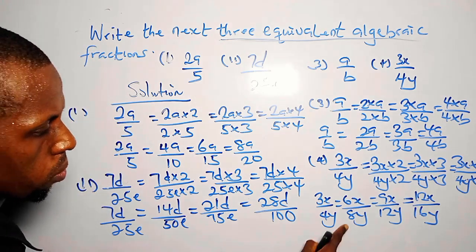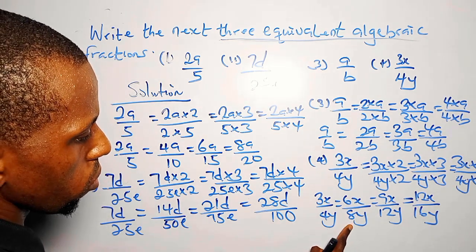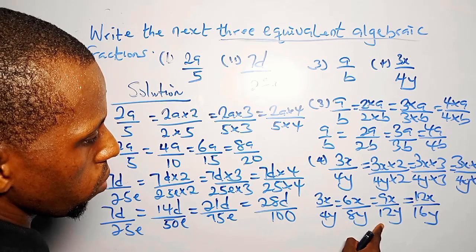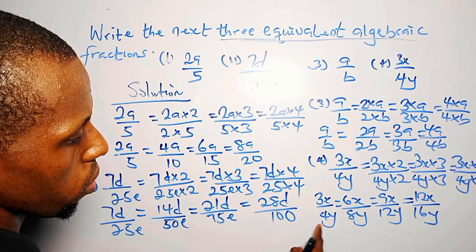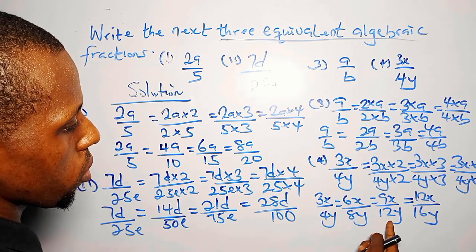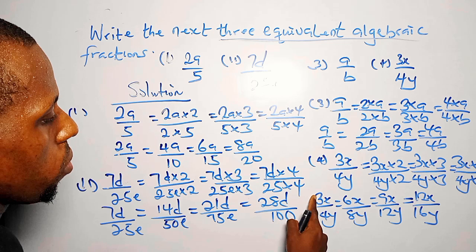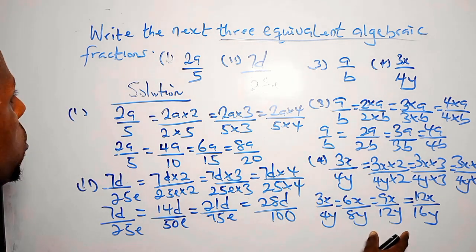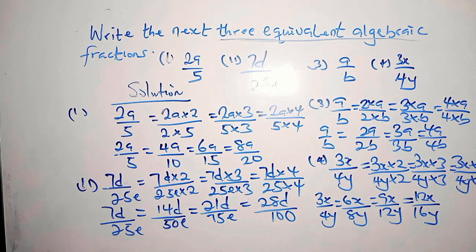By the time we simplify 6x divided by 8y with 2, we have this. We simplify the next with 3, and the last with 4, and we have this. So these fractions equal 3x over 4y. These are the first three equivalent algebraic fractions.